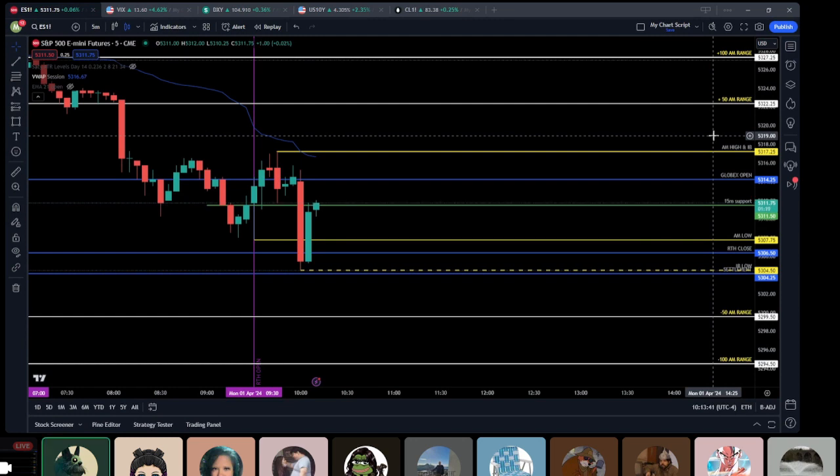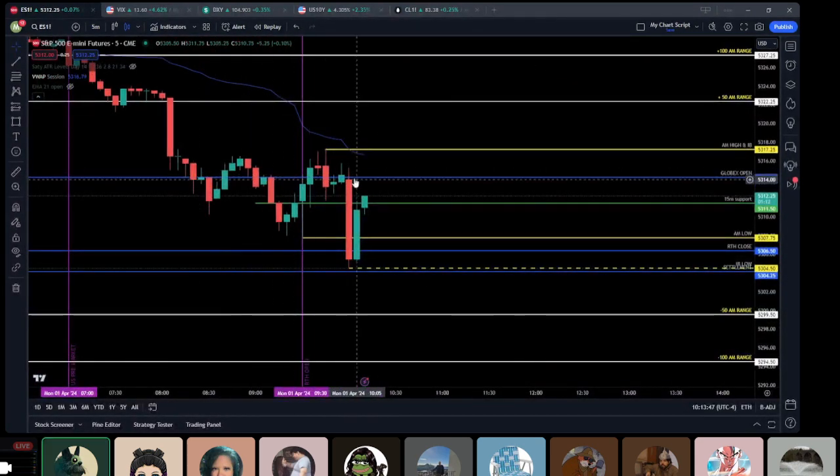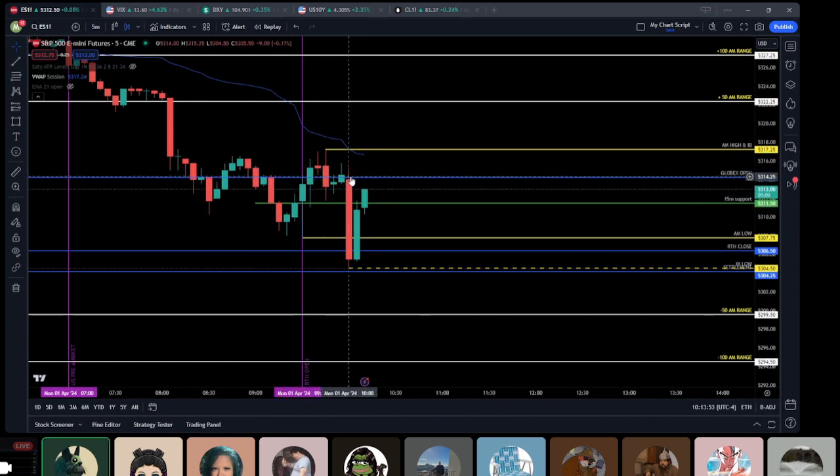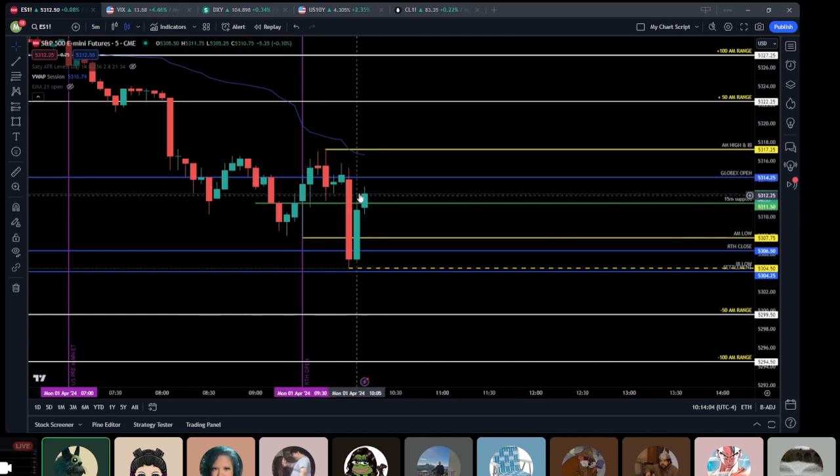There might be a level, like here at the Globex Open, that is being traded and respected. We see it bounce several times when price action approaches it from both sides. It actually has not been able to leave and stay away from the Globex Open for more than 15 minutes. So right now we are glued to our Globex Open.